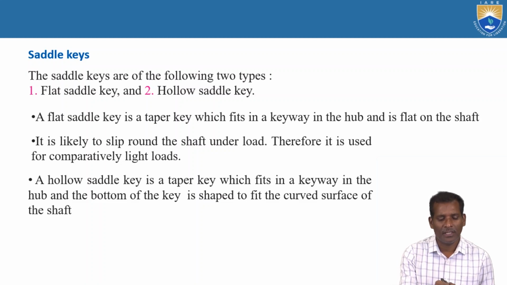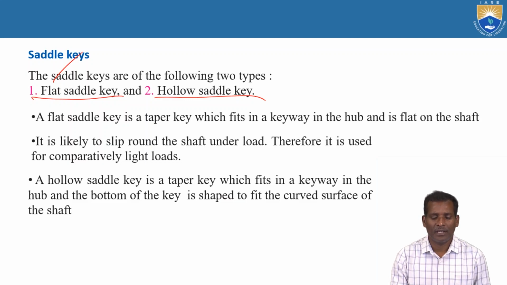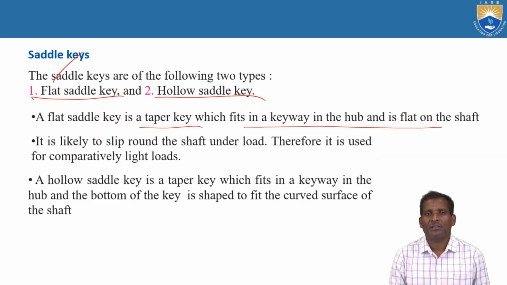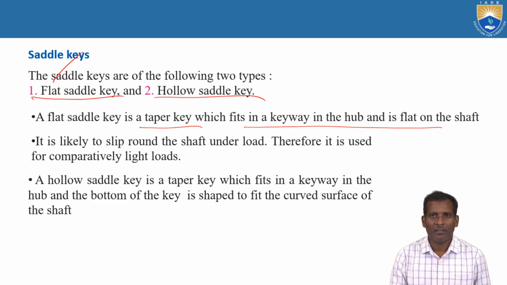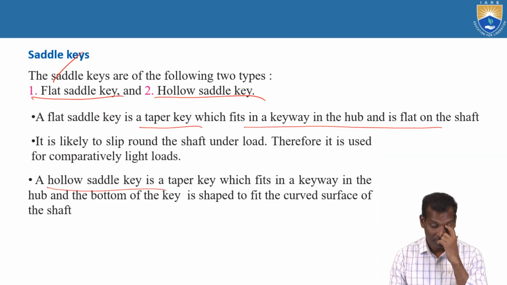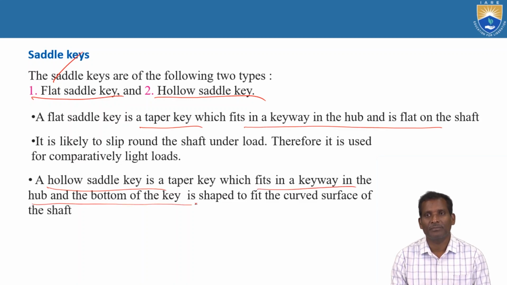Again, these saddle keys are classified into flat saddle and hollow saddle. The flat saddle type of key is a taper key and fits in a keyway in the hub and is a flat on the shaft. So it is usually used for light loads. And hollow saddle key is also there. Hollow type saddle key is a taper key which fits in a keyway in the hub, and the bottom of the key is shaped to fit the curved surface of the shaft.